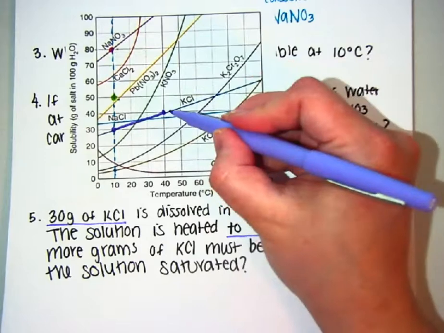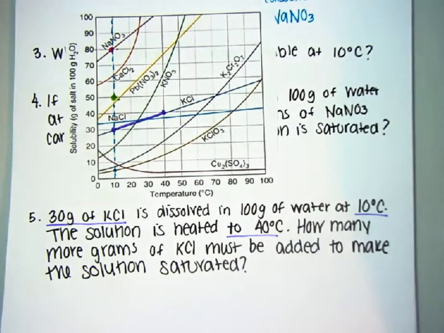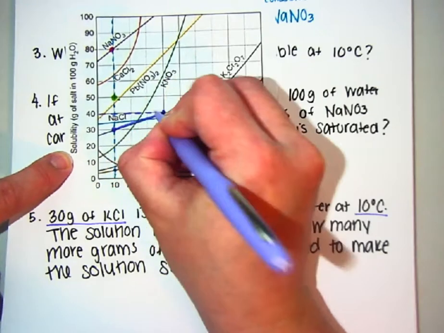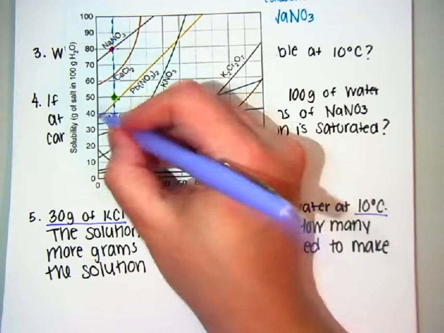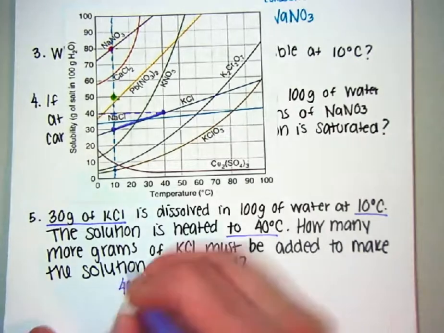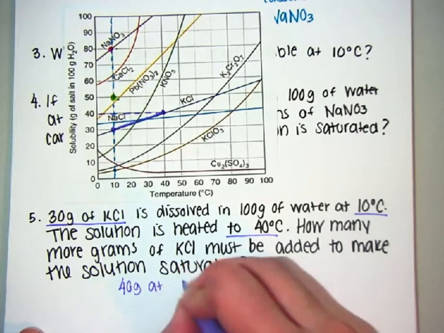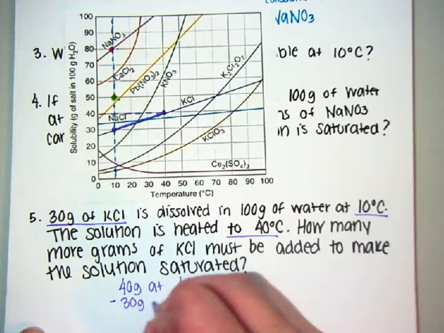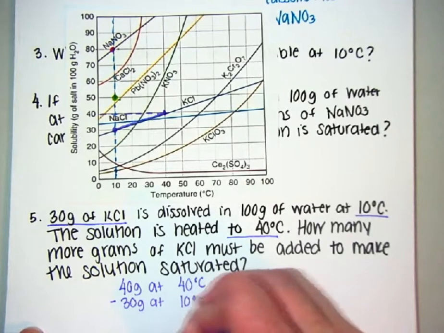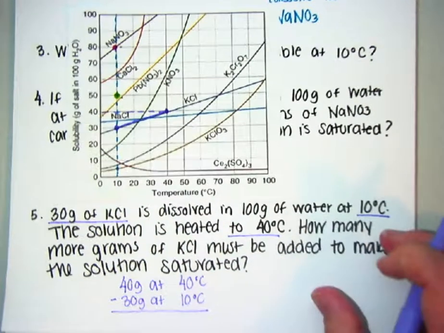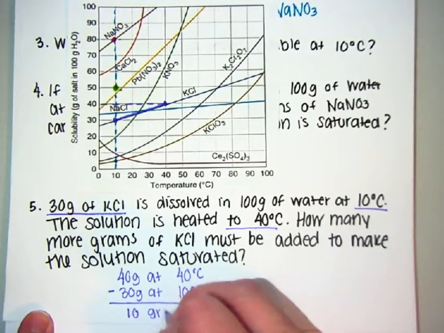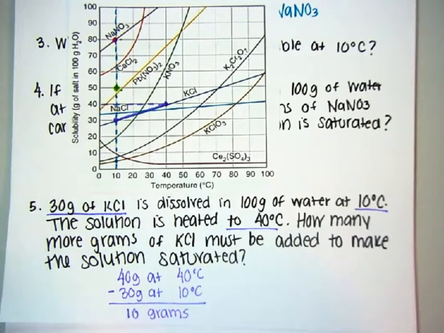If we want this solution to be saturated at 40 degrees Celsius, how many more grams do we have to add? Well, in order for the solution to be saturated at 40 degrees Celsius, I would need a total of 40 grams. We initially added our 30 grams when the solution was 10 degrees Celsius. So how many more grams do we need to add in order for the solution to be saturated? We would have to add 10 additional grams.